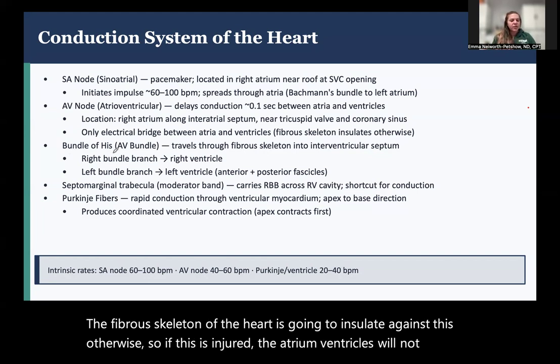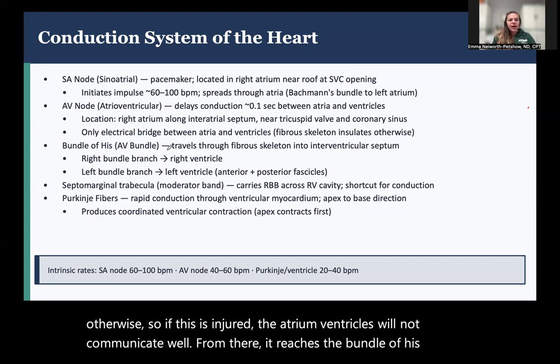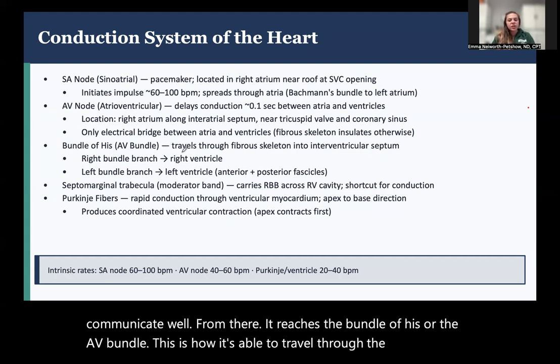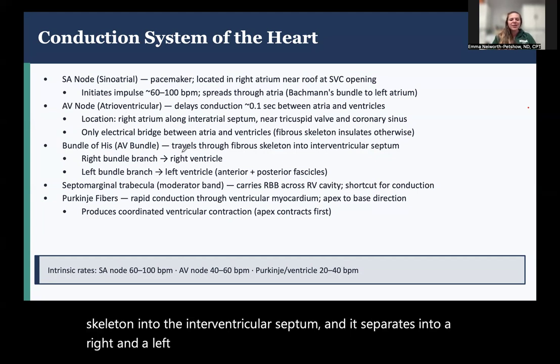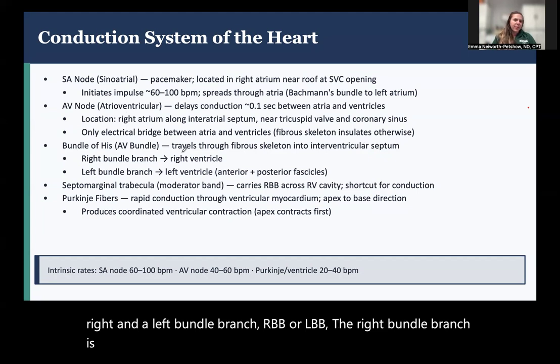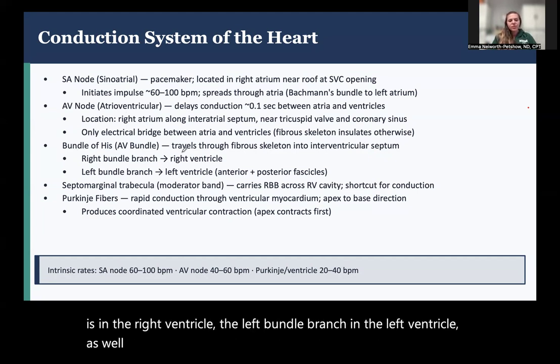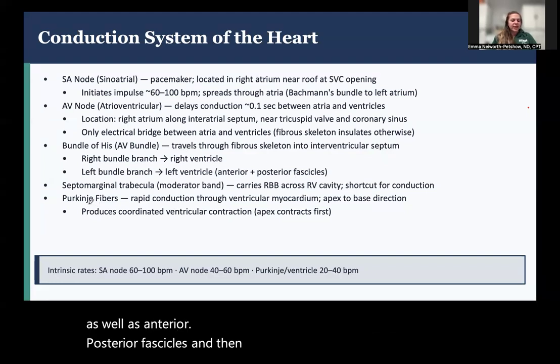From there, it reaches the bundle of His, or the AV bundle. This is how it's able to travel through the fibrous skeleton into the interventricular septum. And it separates into a right and a left bundle branch, RBB or LBB. The right bundle branch is in the right ventricle, the left bundle branch in the left ventricle, as well as anterior and posterior fascicles. And then from there, it will reach the Purkinje fibers.